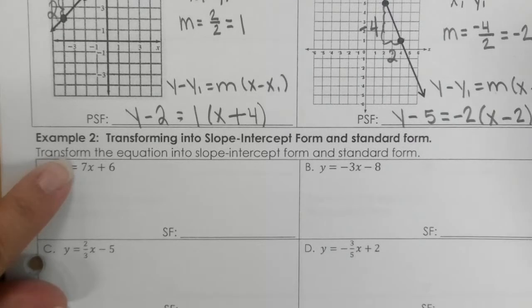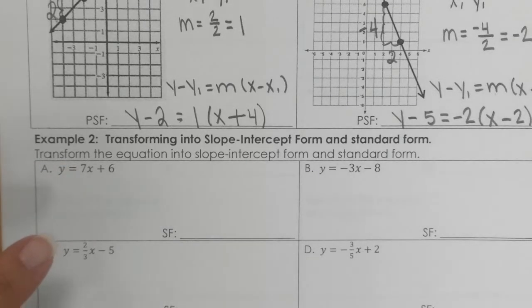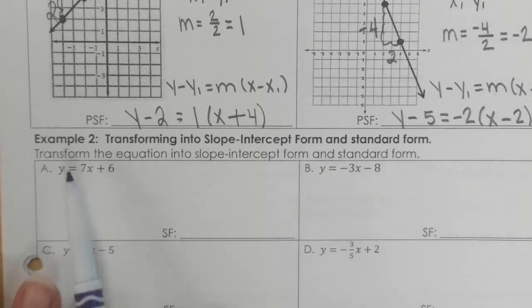For day 7 notes, we're going to look at example 2. And in example 2, it talks about going from the slope-intercept form to the standard form. So slope-intercept form is the form that I've given you here, where y equals something. Y is by itself. Y equals mx plus b.